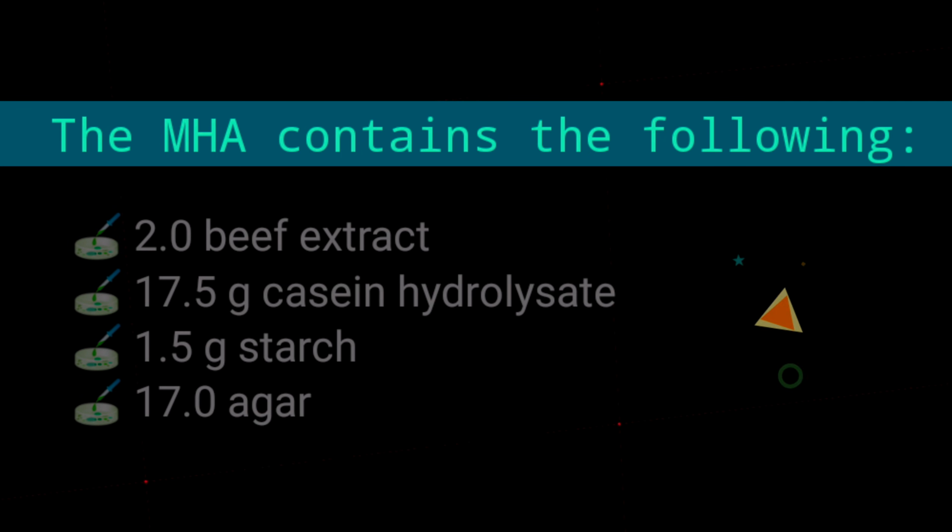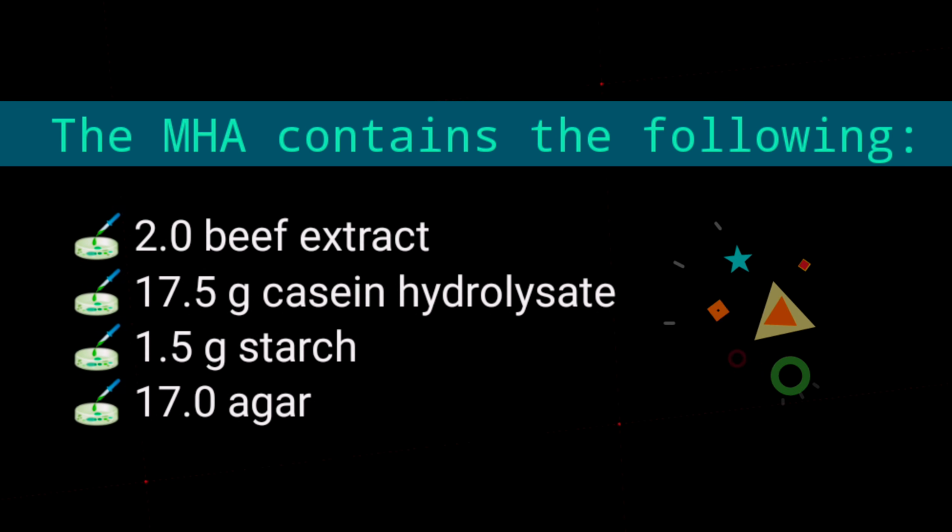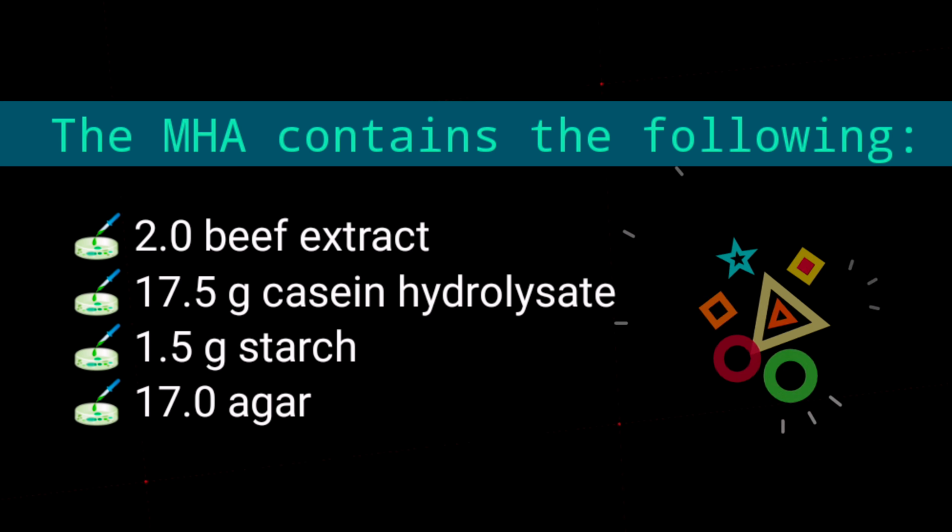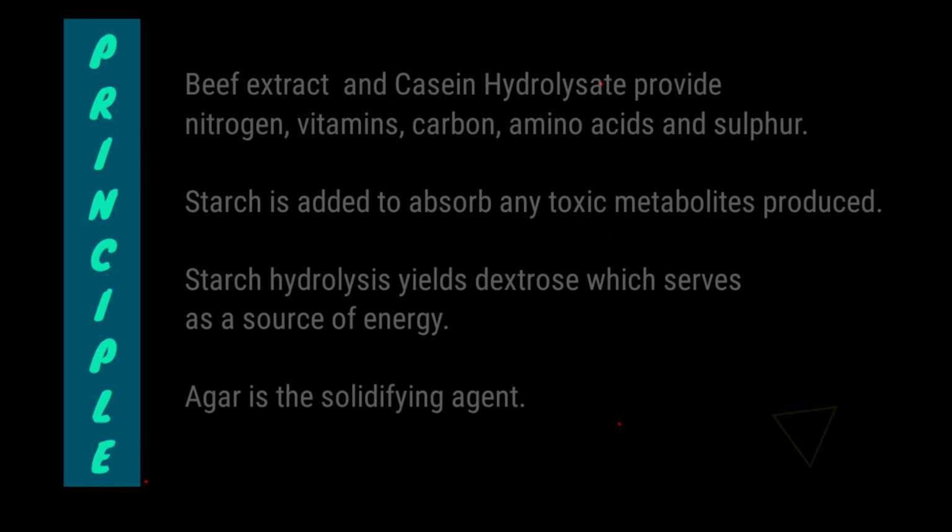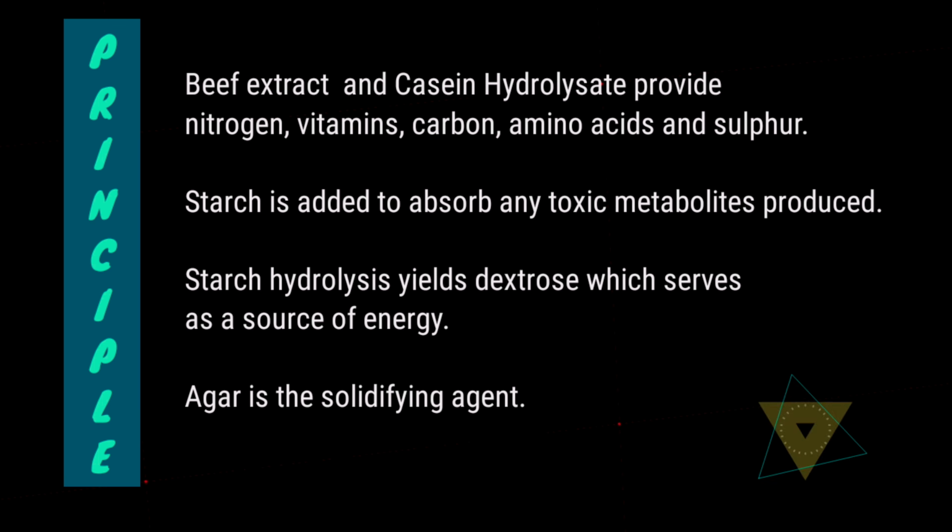It typically contains 2.0 grams beef extract, 17.5 grams casein hydrolysate, 1.5 grams starch, and 17.0 grams of agar. Principle: we have beef extract and casein hydrolysate, which provide nitrogen, vitamins, carbon, amino acids, and sulfur. Para saan yung mga to? Para sa nutrients na kailangan ng bacteria.